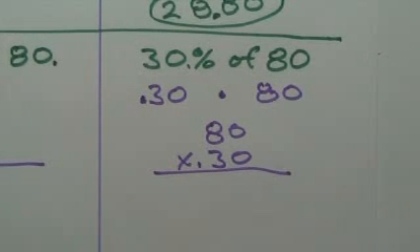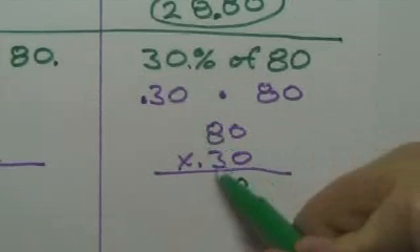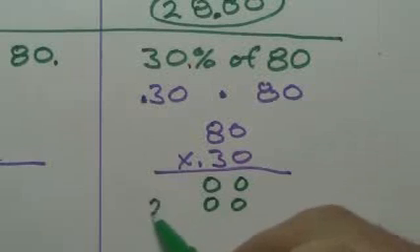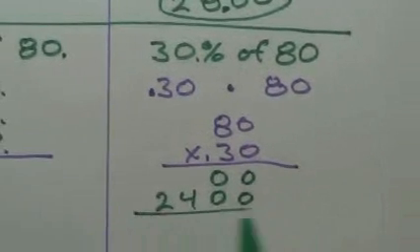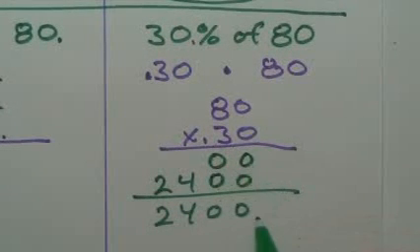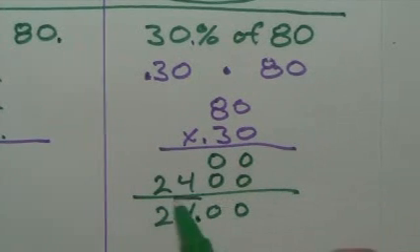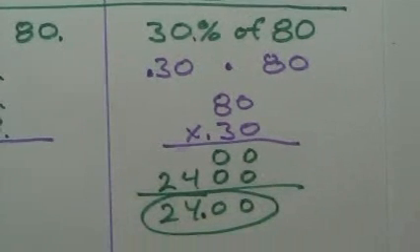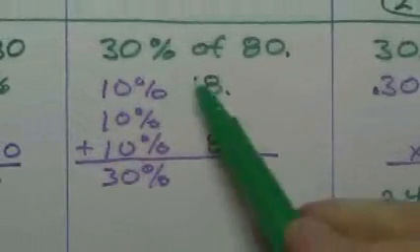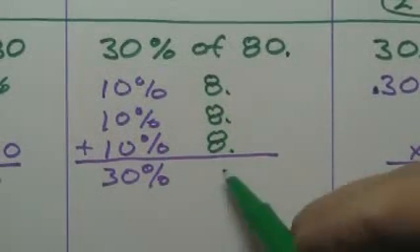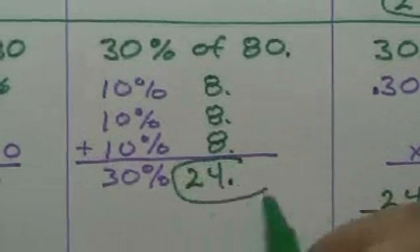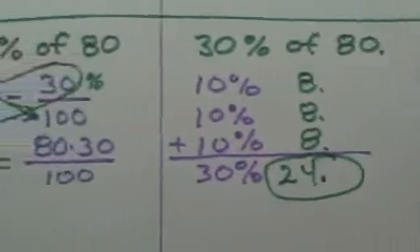Again, I'll do it the long way. There are shorter ways, but that's 0, 0, a space holder. 3 times 0 is 0. 3 times 8 is 24. I add it up. I move the decimal over 2 spaces. 24.00, or just 24. Let's go to the next one to the left. 30% of 80 using adding it up: 8, 8, and 8 is 24. So, same answer, just a different method.